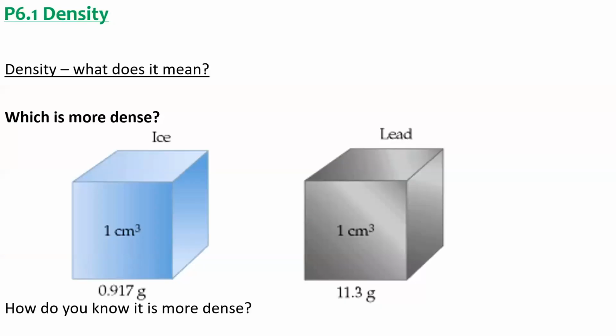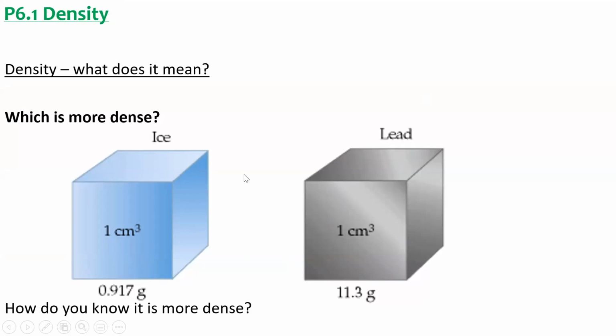So what does it mean, density? If we look at these two objects, they are both 1 centimetre cubed. 1 centimetre cube is about the size of a sugar cube. So we've got ice and we have lead. The ice, if you look at the bottom here, its mass is 0.917 grams, and the mass of the lead is 11.3 grams. You probably say straight away, the lead is more dense.